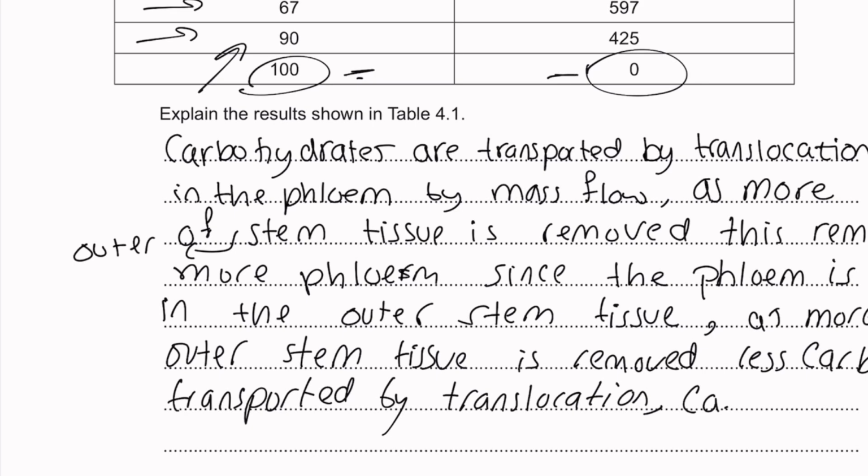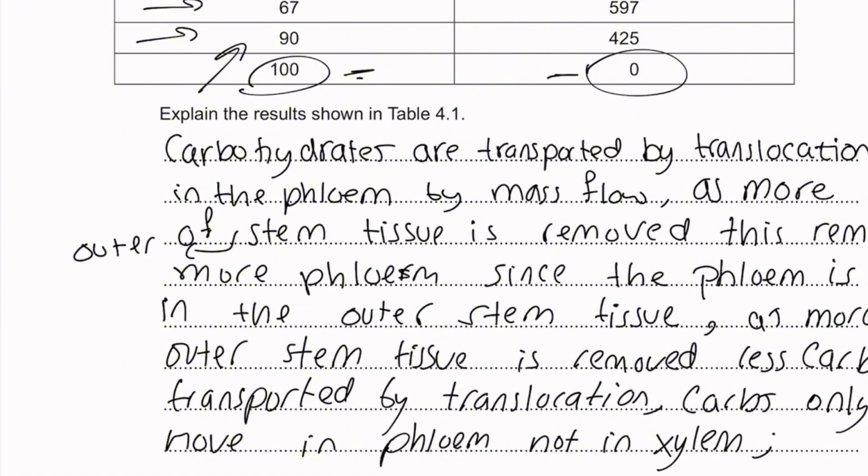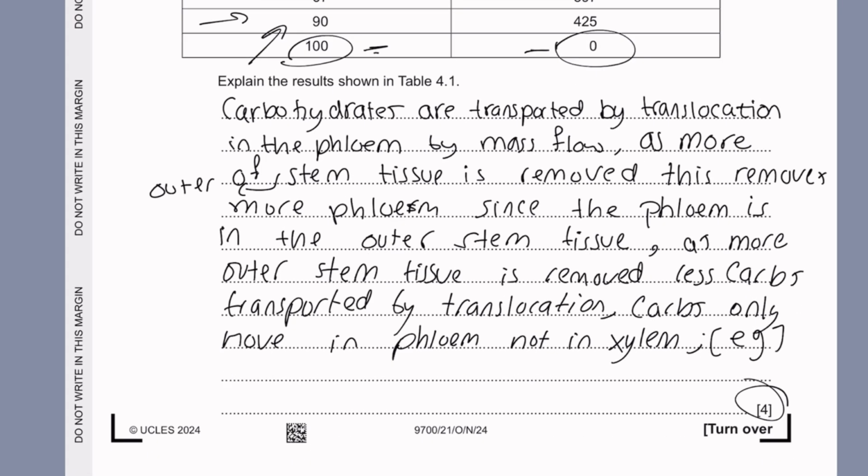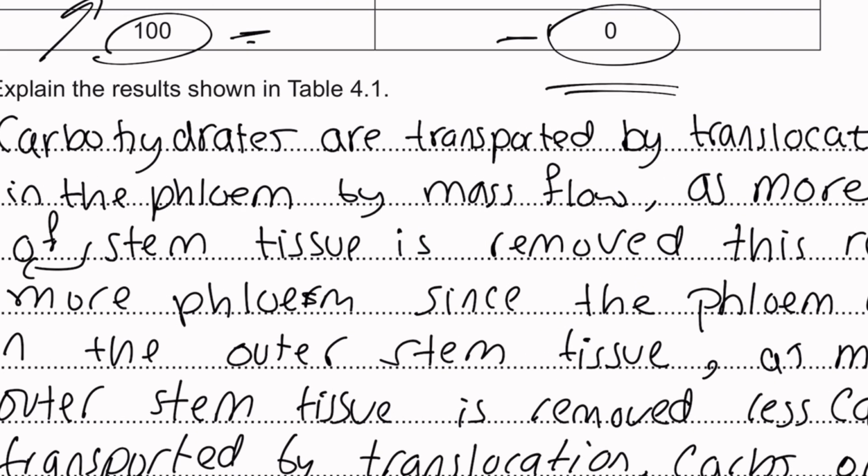And how, for example, carbs only move in phloem, not in xylem. And you can mention the results here. For example, when it moves to 13 to 67, the mass of carbohydrate transported in the lower part of the stem in 24 hours in milligrams decreases from 774 to 597. So I will leave this up to you. You can write any example, but it's very important that we list this.